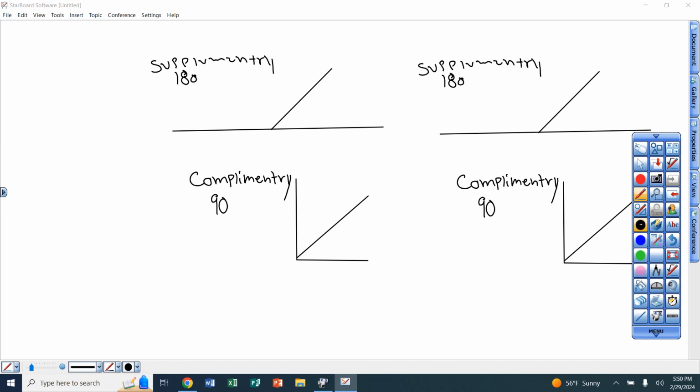Okay, for that first supplementary one, I'm going to have the first angle be 4x plus 20. And the other one's going to be 2x plus 40. Try that one. I'm hoping it doesn't give you a decimal. But add those up to 180 and solve for x. Okay, so do that.